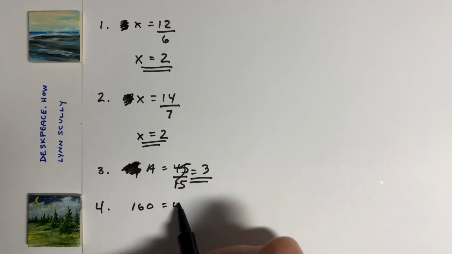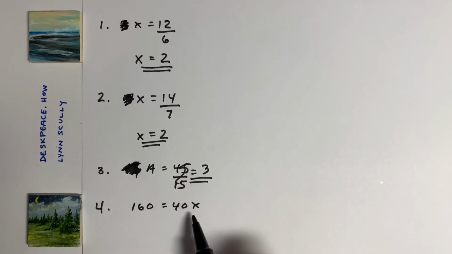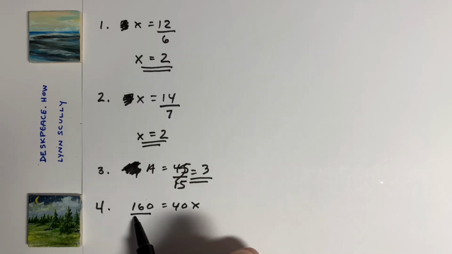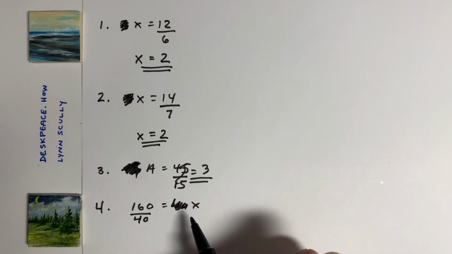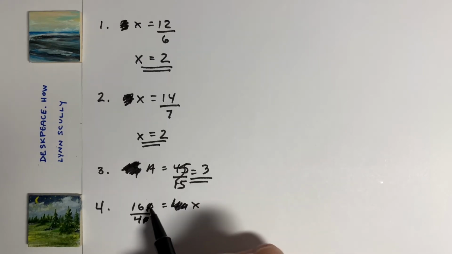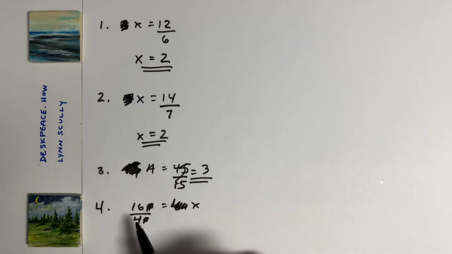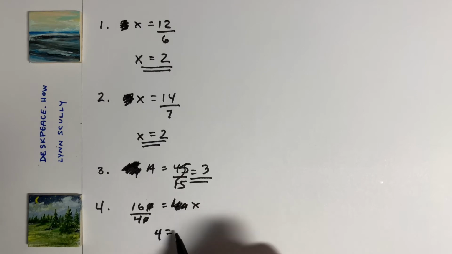160 equals 40x. I want to get the x alone. The 40 is attached by multiplication. Move it by division to the other side of the equal sign. After I move it, I get rid of it. I'm going to get rid of the zeros on the end, reducing the zeros. 16 over 4 is 4. 4 equals x. All done.